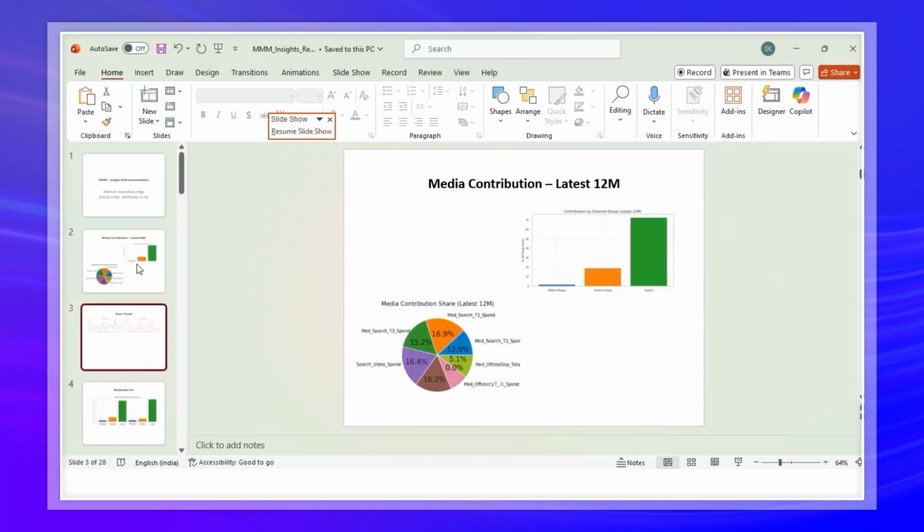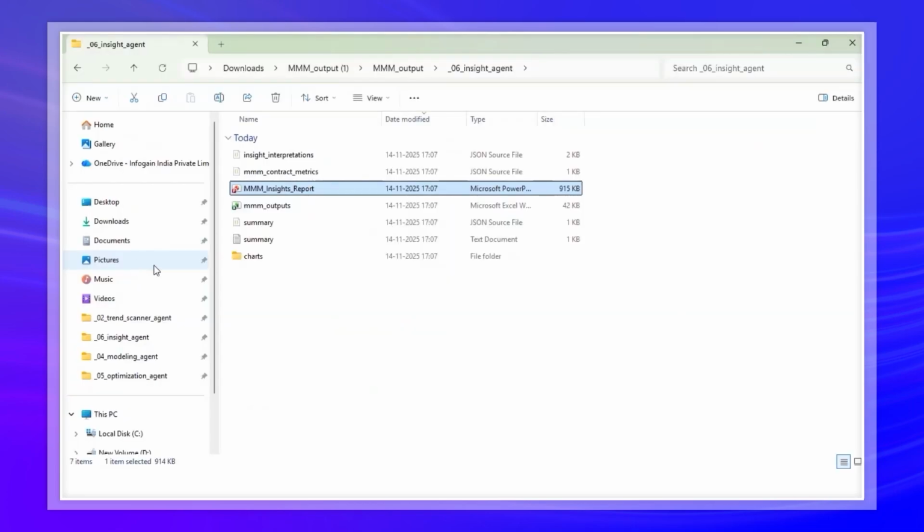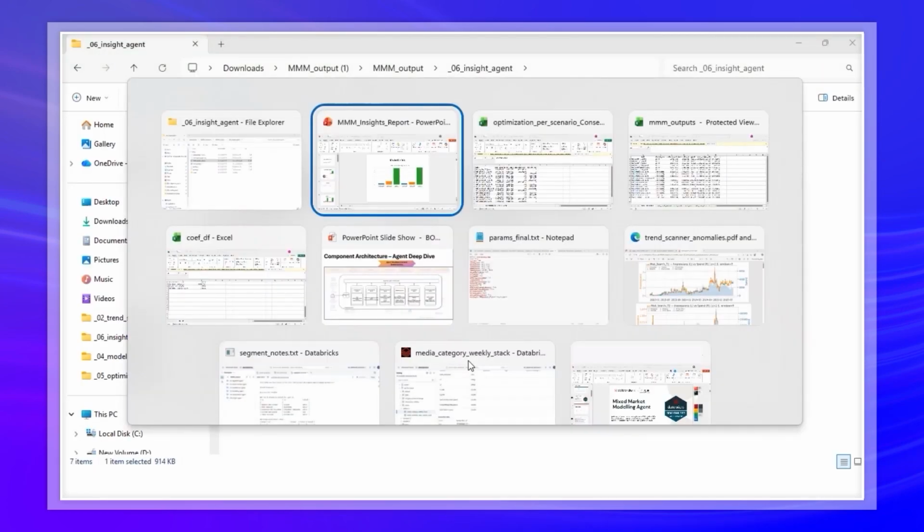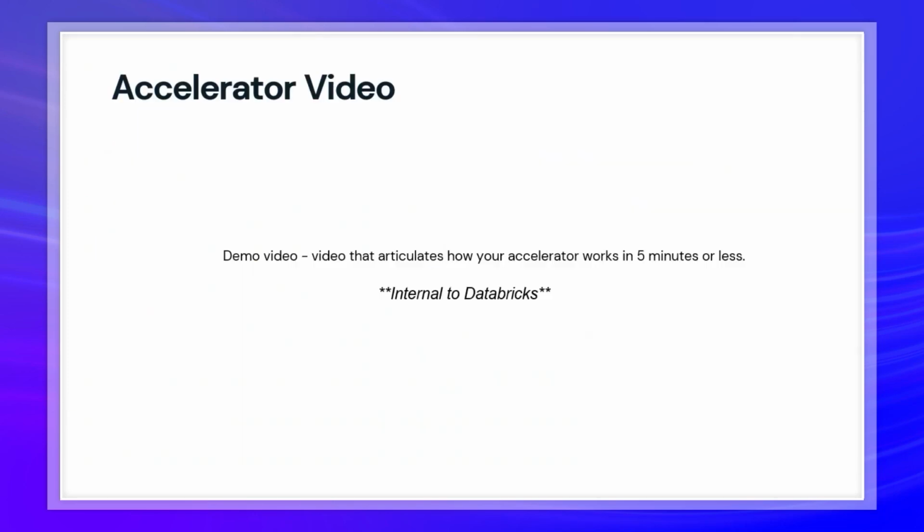So let's go back to the deck, Sandeep. So this is what our solution looks like on Databricks, and this is our demo, and thank you.